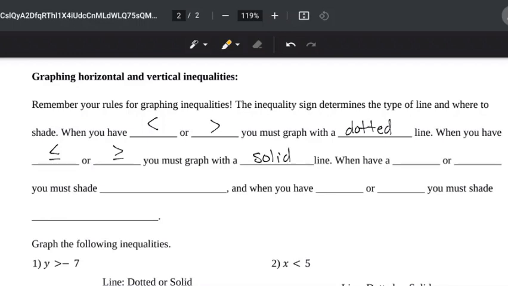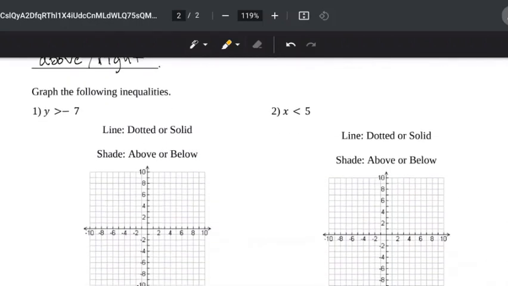When you have less than or equal to, you shade below, or today we're also going to be looking at shading to the left because we have vertical lines, so below or left. When you have greater than or equal to, you must shade above or right, because again, for vertical lines, greater than would be to the right. All right, let's give a couple a shot.